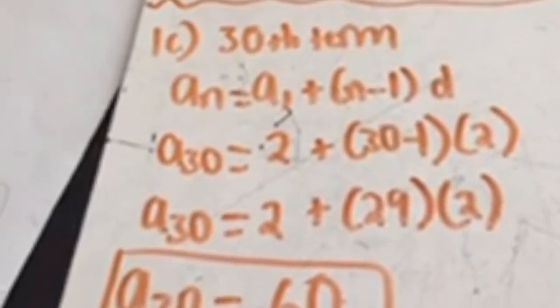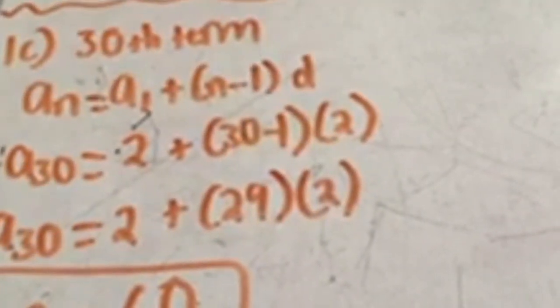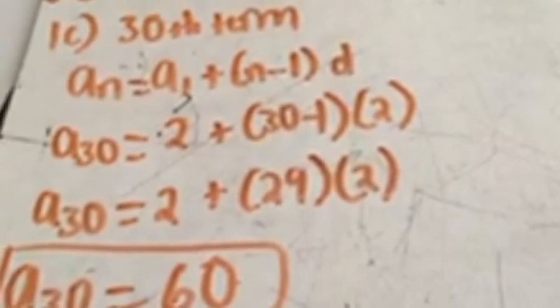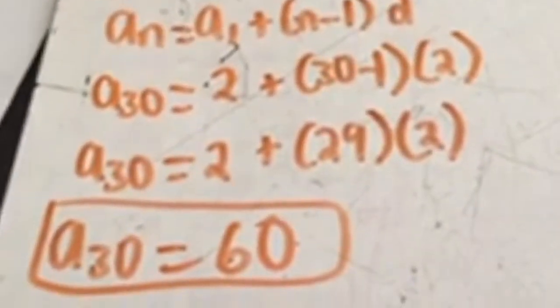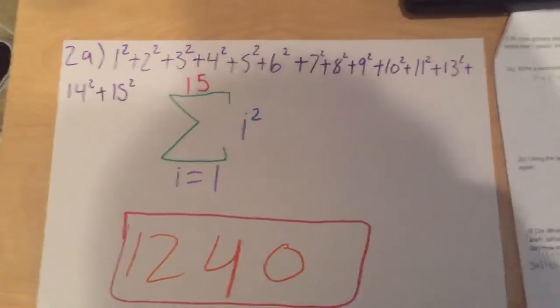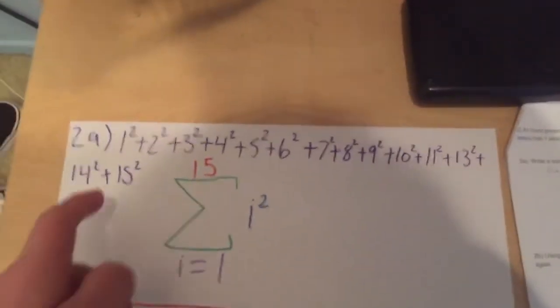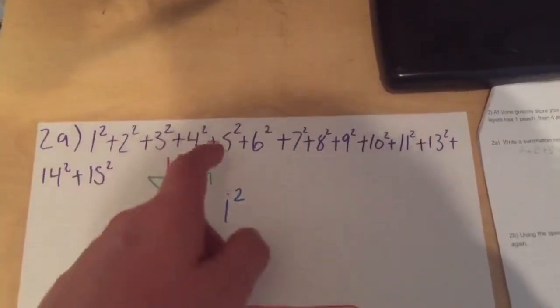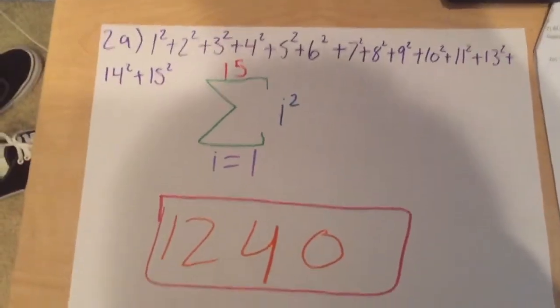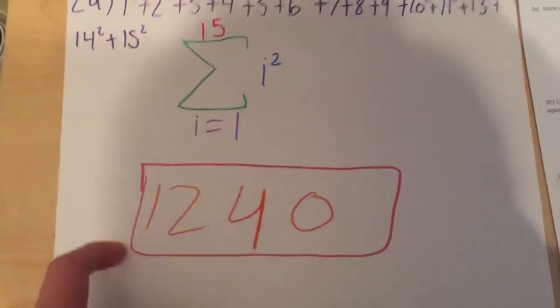So you plug everything in. n obviously is the number of terms. A1 is the first term, and d is the common difference. So you plug everything in, and you end up with A30 equals 60. Okay, so in this problem, I started with each term and went up to 15, and I multiplied each term by itself. I was using summation notation, and from there I got 1,240.